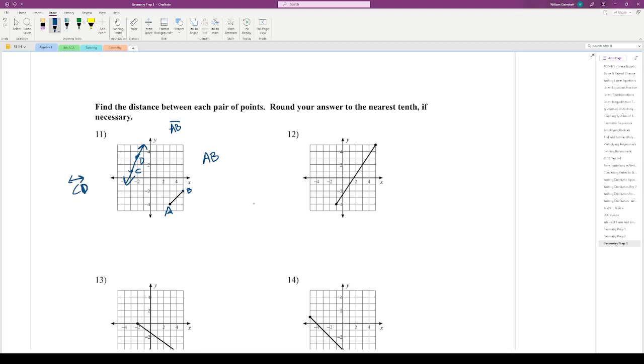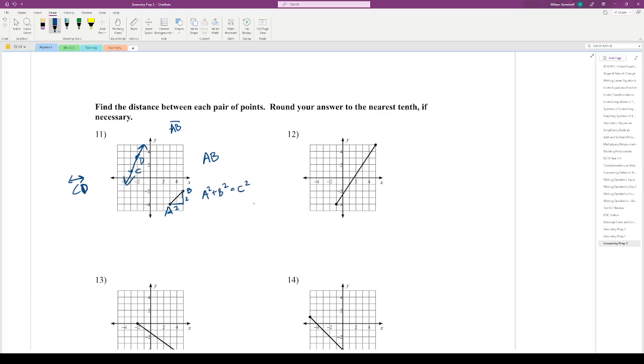Now, how can we find that distance? We think of any diagonal as just being the hypotenuse of a right triangle. So if I connect this up right here, then I have a leg that's 2 wide and 2 high. And we know from the Pythagorean theorem, a squared plus b squared equals c squared. And c squared is the distance we're looking for.